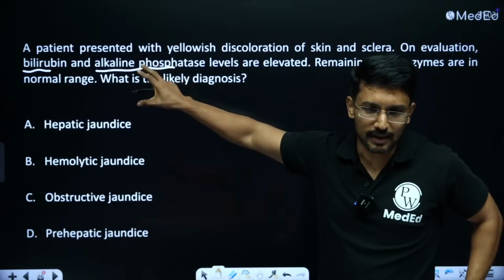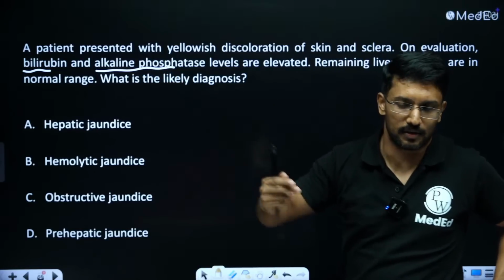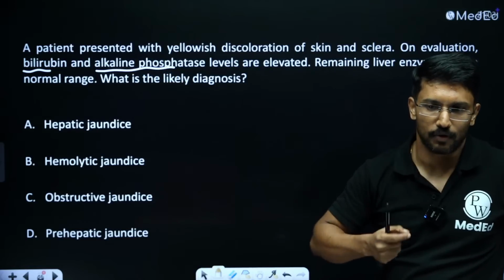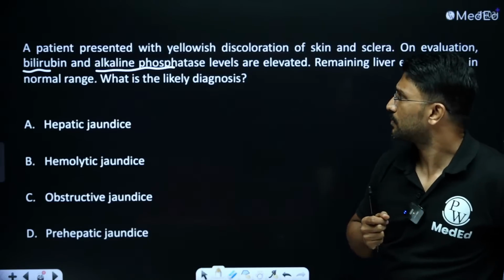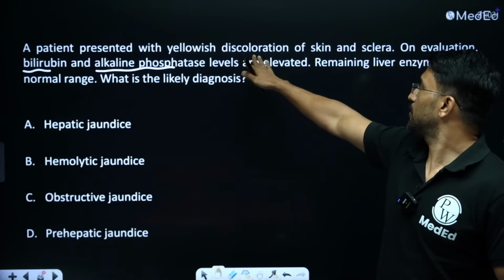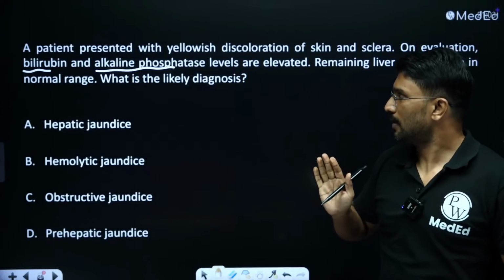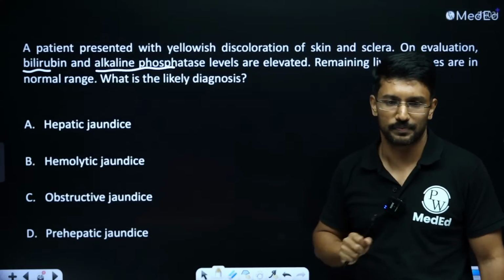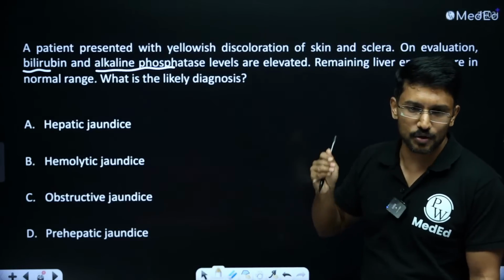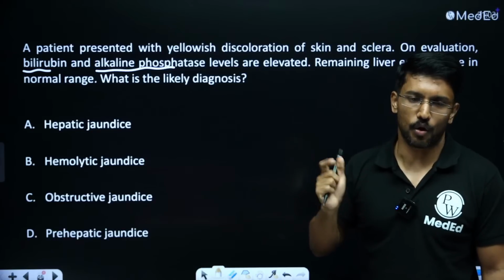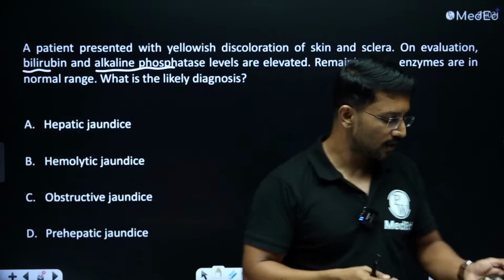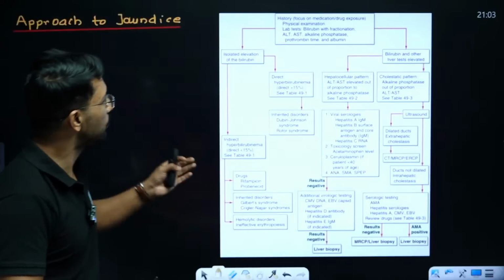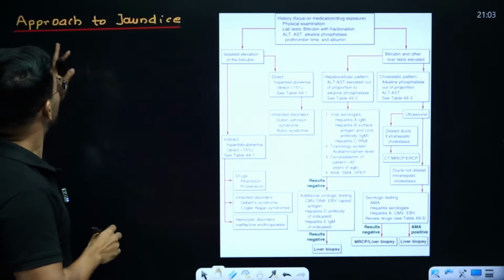Many times this term is used and then a story is built on it for you to reach a higher level of diagnosis. Yellowish discoloration, that means there is jaundice, right? And of course it mentions elevated bilirubin and ALK phos. Other liver enzymes, meaning SGOT and SGPT, are normal. So how do you approach this? Harrison gives a very beautiful, simple but useful algorithm for approach to jaundice.